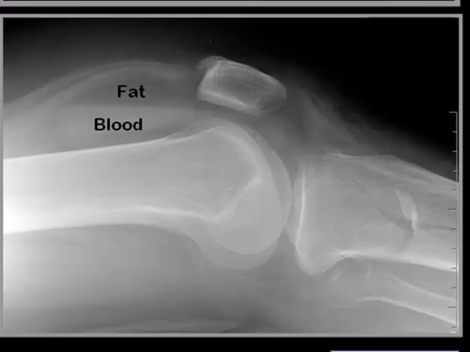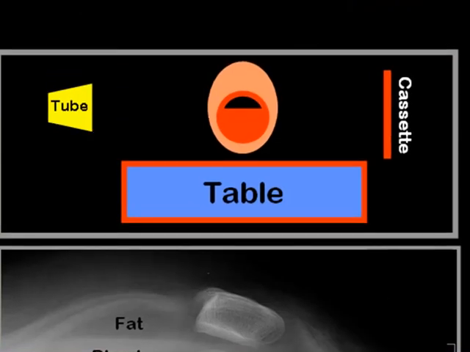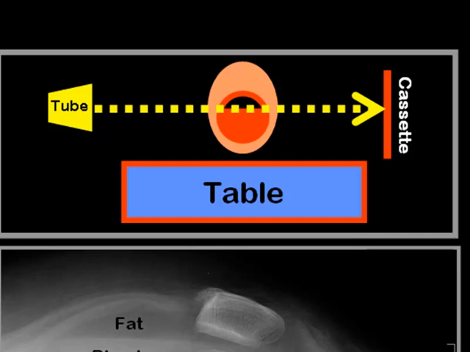This image shows the actual position of the leg when the exposure was made, with the fat floating above the blood. And this diagram demonstrates how a lipohemarthrosis can be seen by virtue of the X-ray beam being horizontal in nature. The patient is lying on the table, the X-ray tube is on the left, and the cassette is on the right. In order to see that fat fluid level in the knee, the X-ray beam must be horizontal in nature. In fact, to see any air fluid level or any interface, there must be a horizontal X-ray beam.